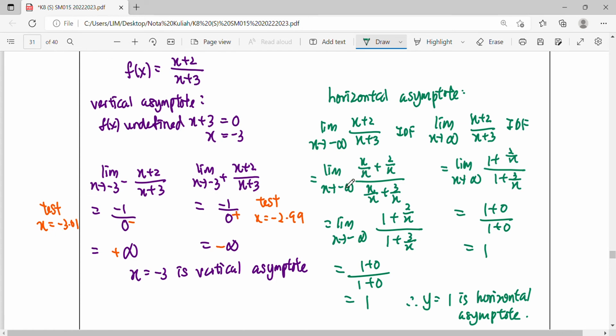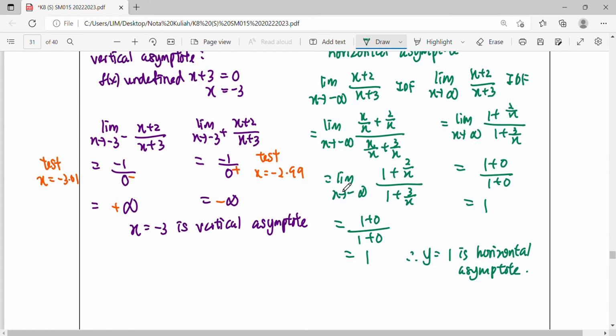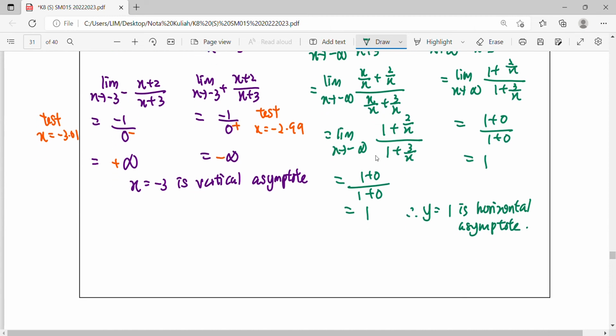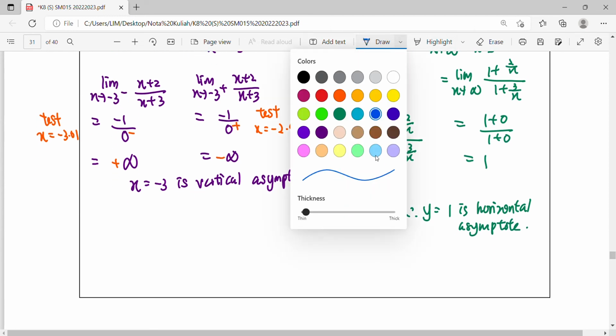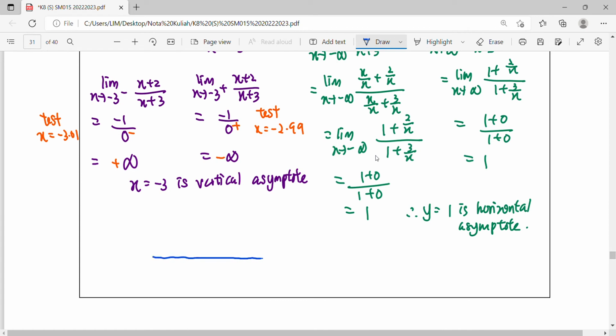Okay, so based on the result that you get here, we can start drawing the graph. So what does your graph tell you? Okay, label your vertical asymptote and horizontal asymptote. x equals -3 is the vertical asymptote here, and y equals 1.